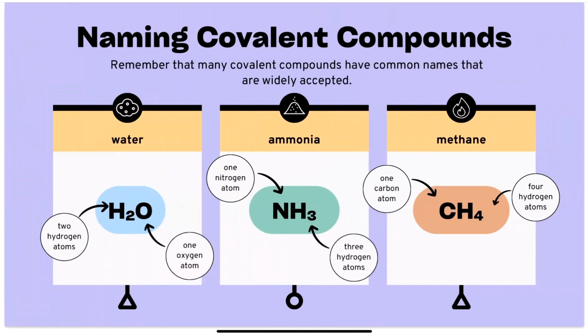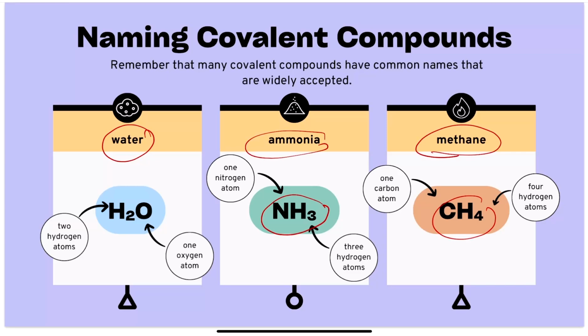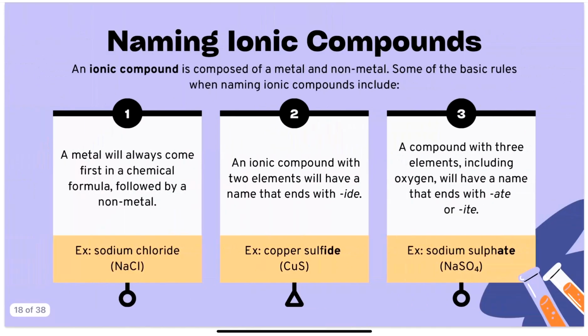Some of them have exceptions and more common names, like H2O is just water, NH3 is ammonia, and CH4 is called methane. Their names are more commonly and widely accepted. Then we talk about naming ionic compounds, right? When you name ionic compounds, you always have to first write the name of the metal. So your metal comes first, and then you have your non-metal, and usually the non-metal ends in IDE.